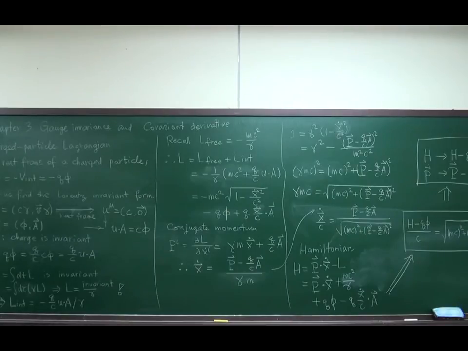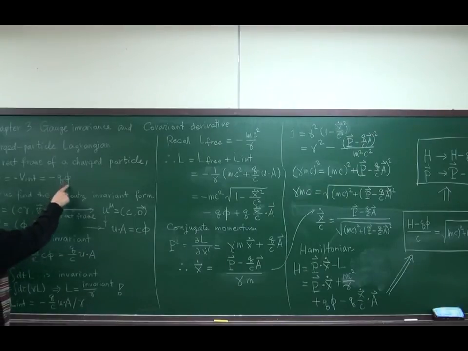In the rest frame of a charged particle, the interaction Lagrangian is minus the interaction potential. If the particle is at rest, it does not have magnetic interaction. It has only electrostatic interaction. So we can introduce the electrostatic potential phi, multiplied by the charge q of that particle. Let us find the invariant form of the Lagrangian for this charged particle system.